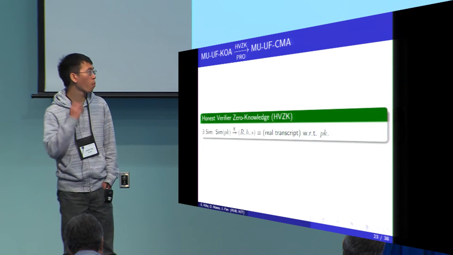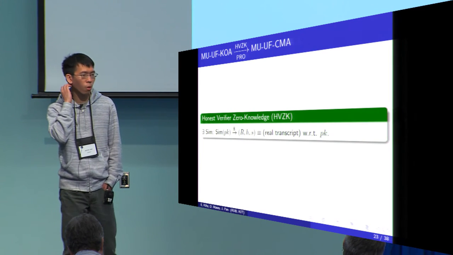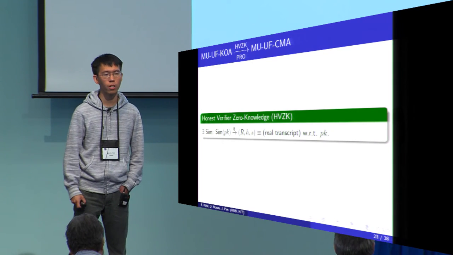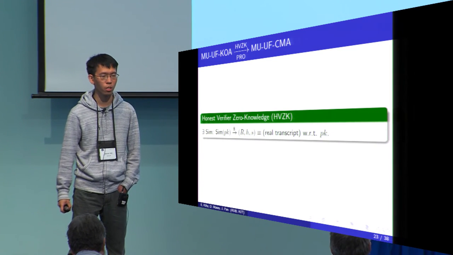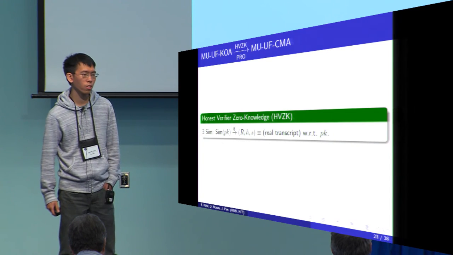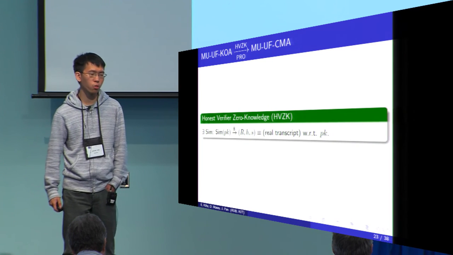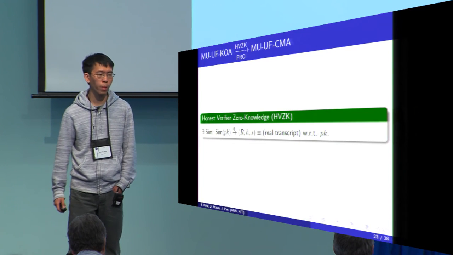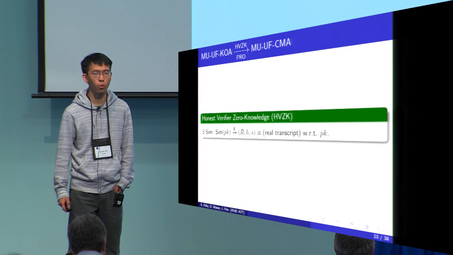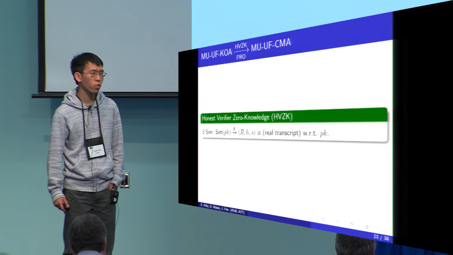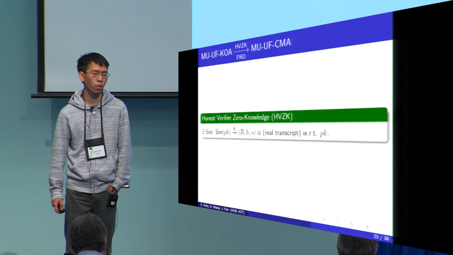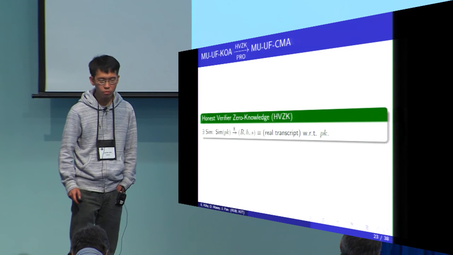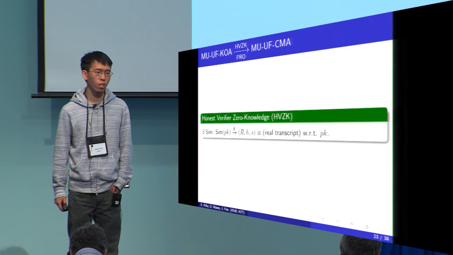And the second step is more involved, actually. For the second step, we need the identification scheme to have the honest verifier zero knowledge property. What it is saying is that there is a simulator, which takes the public key as input and outputs a protocol transcript, which is distributed identically to the real transcript with respect to the public key PK. Okay. That's the honest verifier zero knowledge.